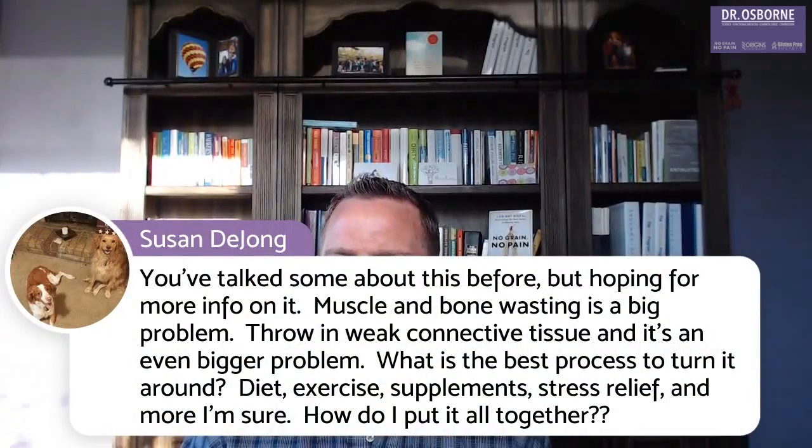Let's see here. Susan, you've talked some about this before, but you're hoping for more info on it. Muscle and bone wasting is a big problem. Throw in weak connective tissue, and it's an even bigger problem. What is the best process to turn it around? Boy, that's a big question, Susan. How do you put it all together?